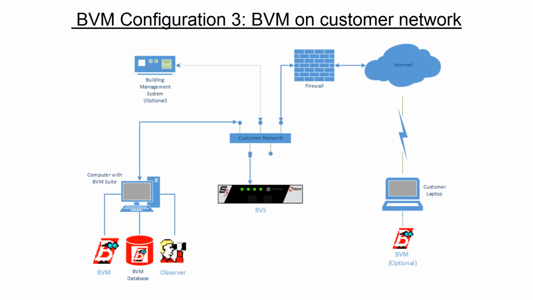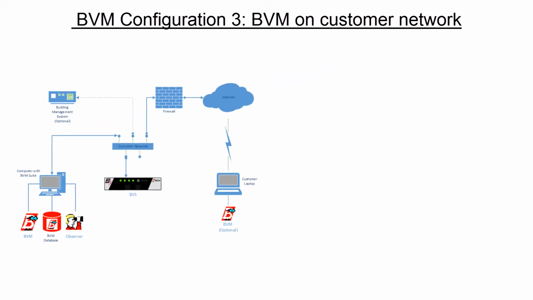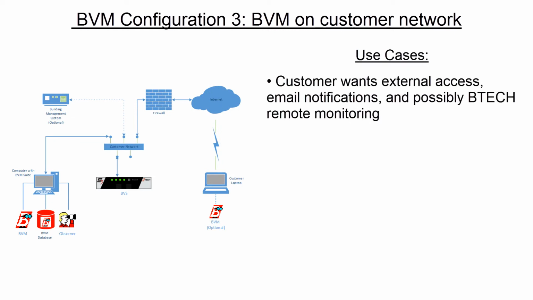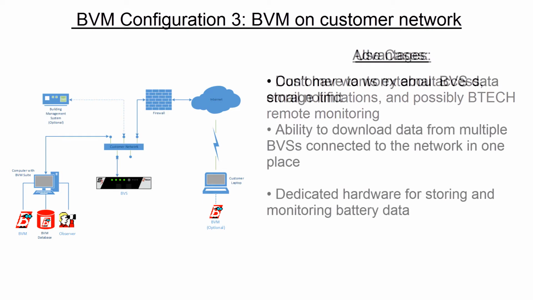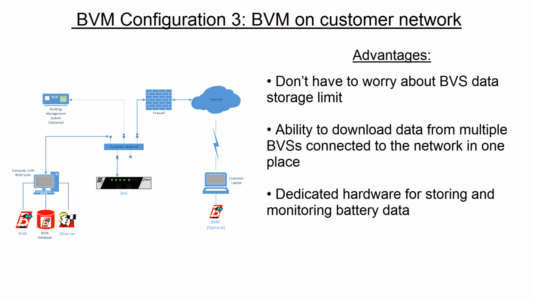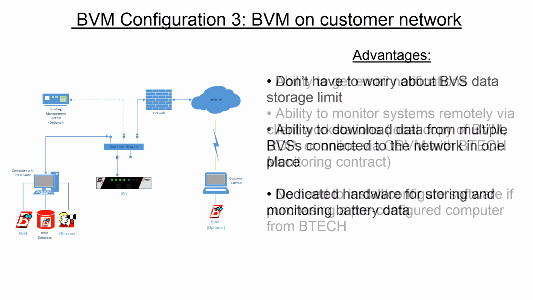The next configuration consists of one or more BVSs connected to the customer's network. This particular configuration is common when a customer still wants some setup simplicity but also desires external access along with everything that comes with external accessibility. This configuration is useful when the customer does not want to worry about the BVS's storage limitations, they want dedicated hardware for storing and monitoring battery data, and they also want external access to the systems.